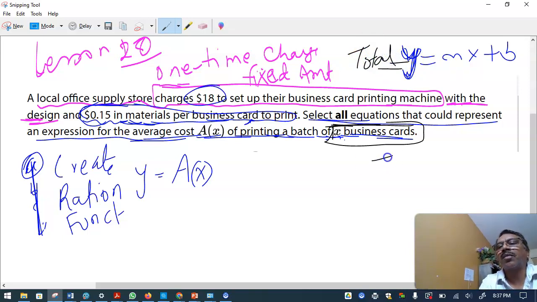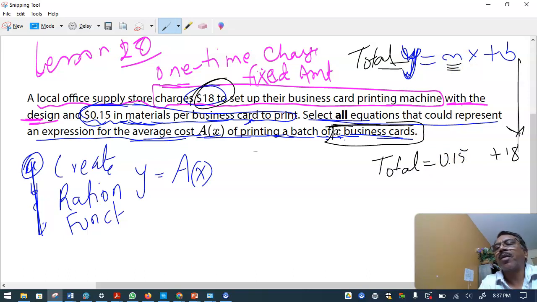So the total cost will be plus 18, which is the fixed y-intercept kind of a thing. And the slope is you're paying 0.15 dollars times the number of cards that you print. There you go. So this will be the total cost of printing x number of cards. But you want to know the average cost of printing x number of cards.